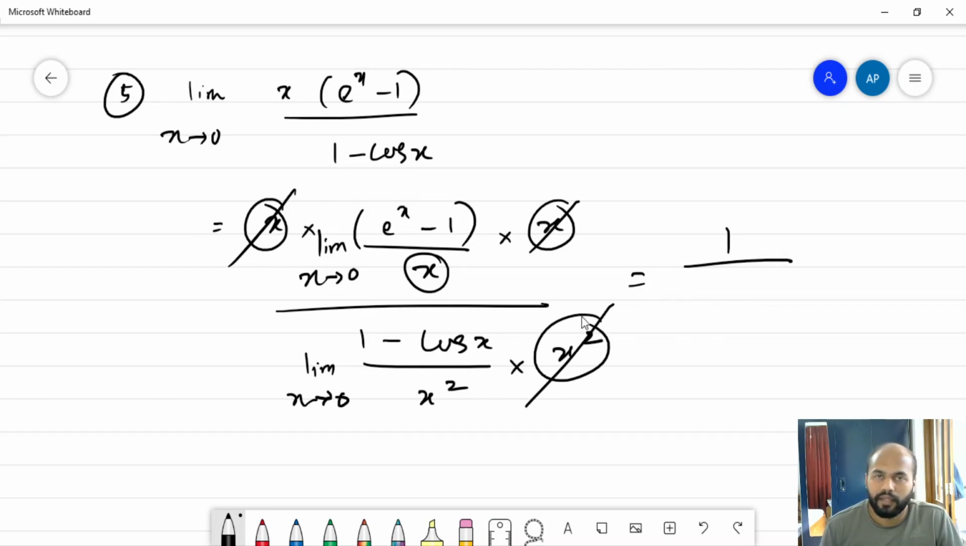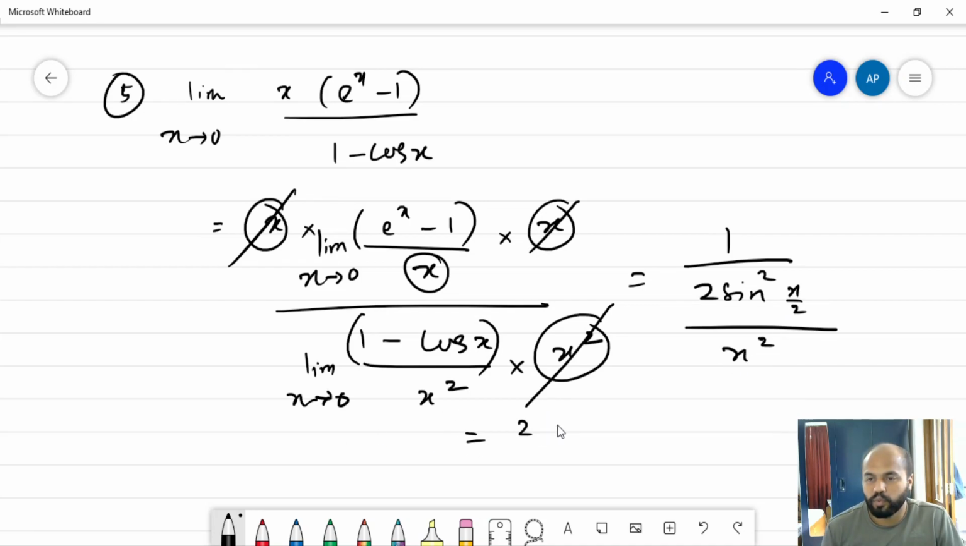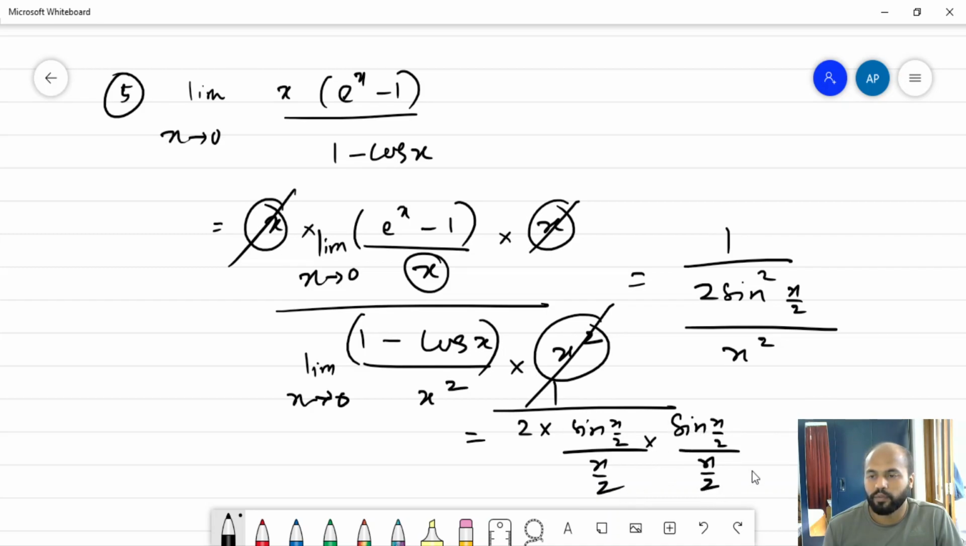And at the bottom, if we go by the sin x rule, we can convert 1 minus cos x as 2 sin square x, and accordingly we'll get the answer as half. So this can be written as 1 minus cos x as 2 sin square x by 2, divided by x square. Further, we can write this as 2 into 1 by 2 into sin x by 2 by x by 2 into sin x by 2 into x by 2.